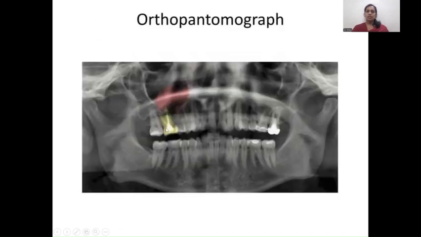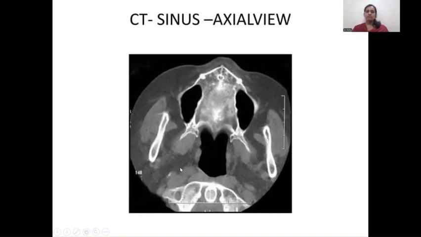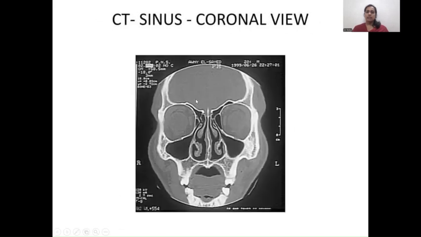And this is the OPG. In the OPG we can clearly see how the maxillary sinus is related to the roots of the maxillary molars. And this is the lateral skull view. In the CT of the sinus, we can see the axial, sagittal, or coronal views and nicely appreciate the maxillary sinus. Here it is a coronal view. It is the maxillary sinus, which is pyramidal in shape, below the orbit.